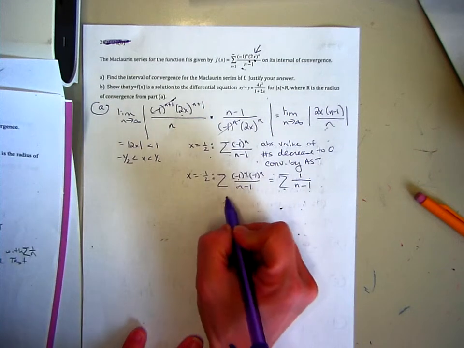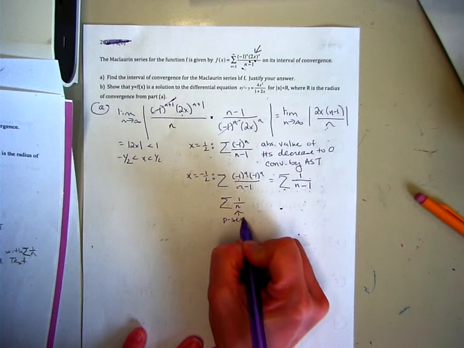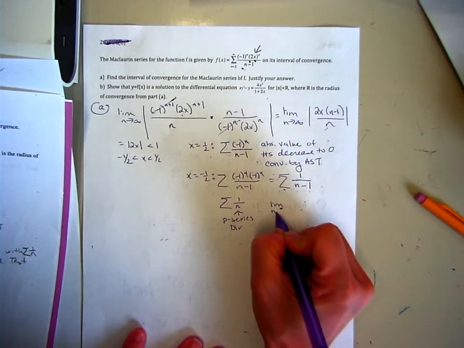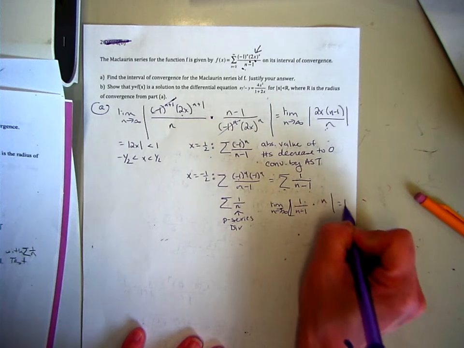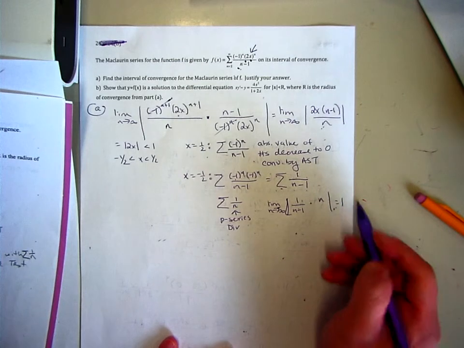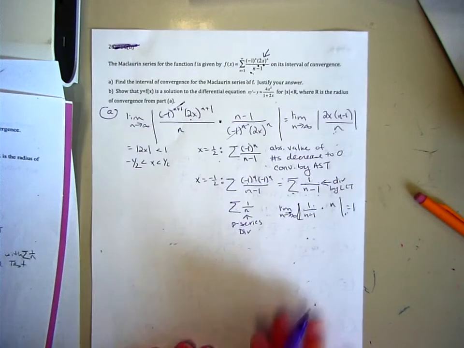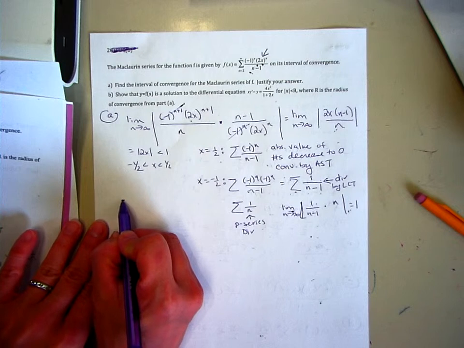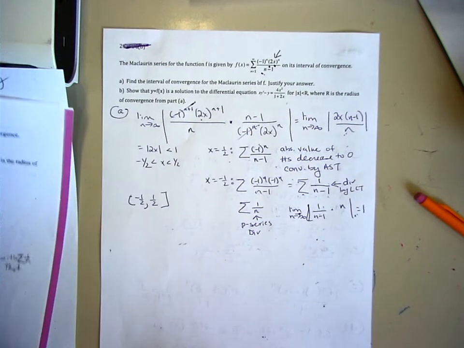You can do a comparison test. I know that this is a p-series that diverges, so you can do the limit comparison test. If I take the limit of 1 over n minus 1, this is equal to 1. As long as you get to the same real number, they will both do the same thing, so I can say this also diverges by LCT. So a couple different ways you can go. So your final answer for your interval of convergence is that it is going to diverge at -1/2 but converge on 1/2. So this should be your interval of convergence.